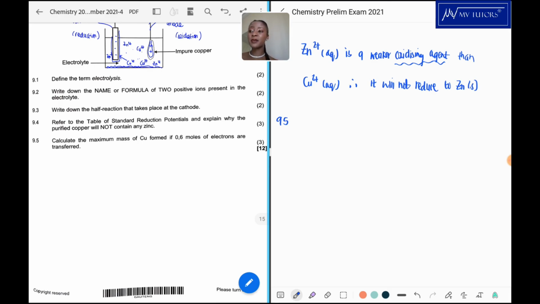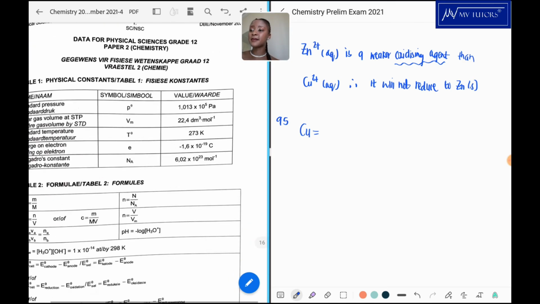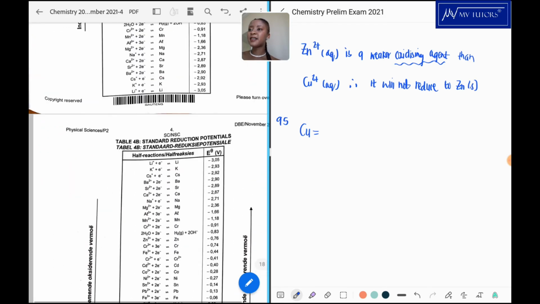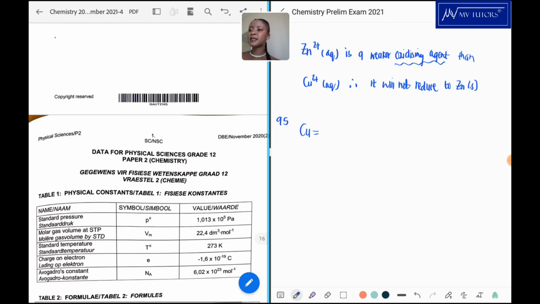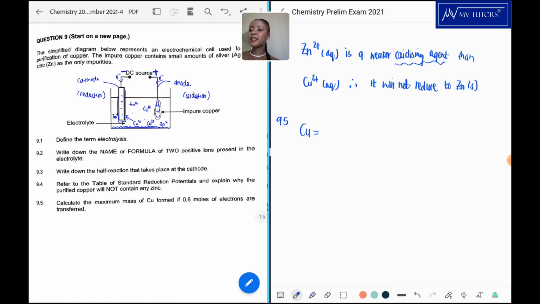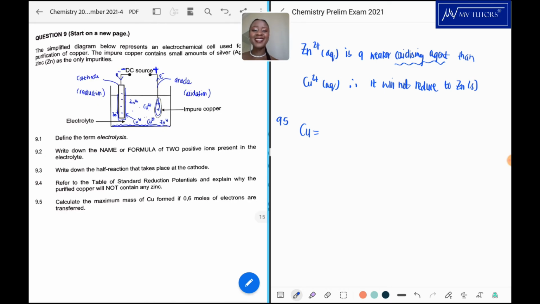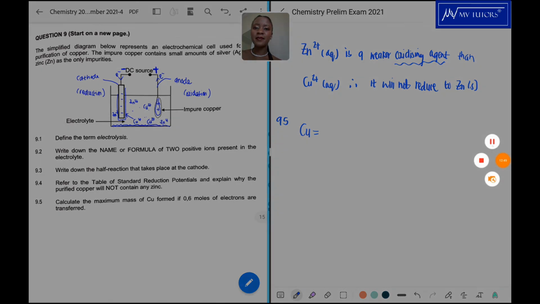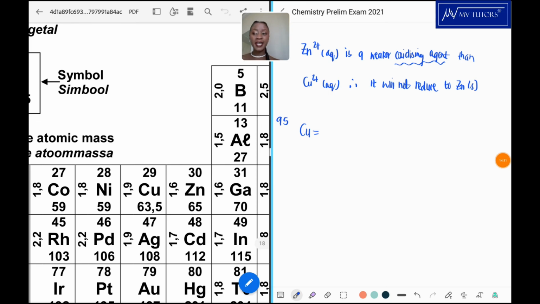Okay, so if 0.6 moles of electrons are transferred. Remember copper, we need to go get its molar mass. We don't have the periodic table. Let me get the periodic table and then write down the molar mass of copper. Okay, and then we will see what we can do. Okay, so I found the periodic table, and as we can see, copper has a molar mass of 63.5 grams per mole.